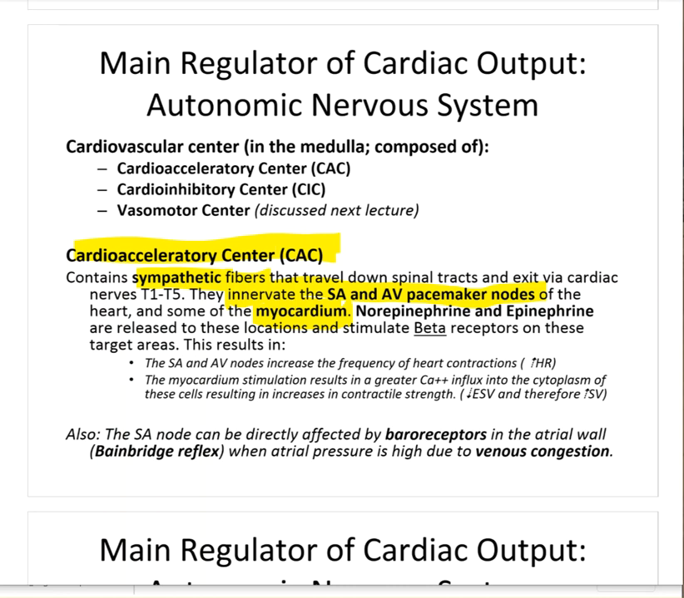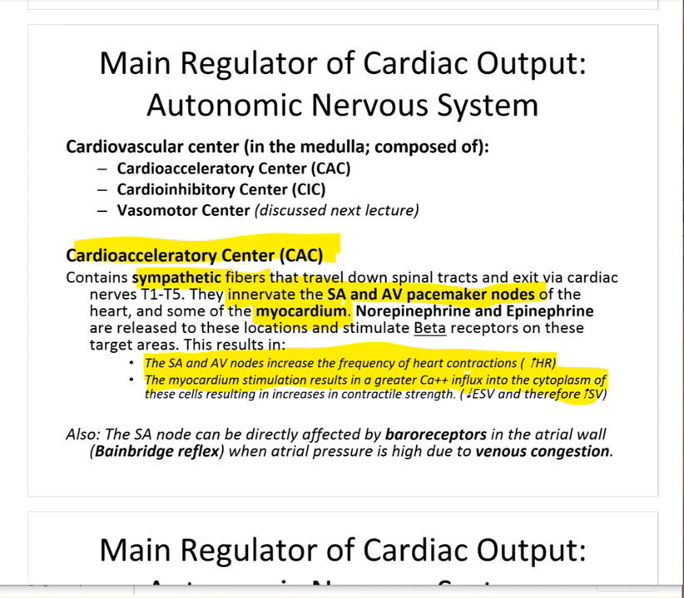So epi and norepi are released, and they stimulate beta receptors in these target areas, the pacemaker nodes and the myocardium. What does it do? Well, the first thing is that the SA and AV nodes increase the frequency of heart contractions. So if we stimulate this area with sympathetic stimulation, the beta receptors will cause the SA and AV nodes to increase their contraction rate. So heart rate will go up. They fire more frequently.